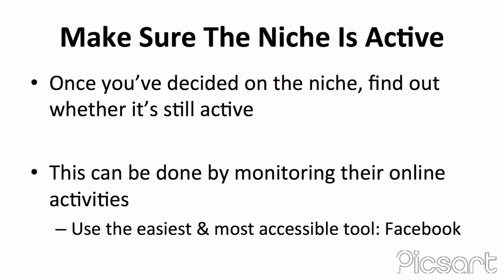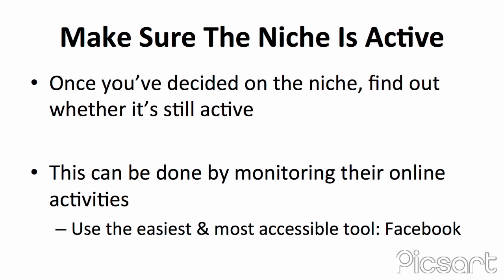Now that you've gotten an idea of which niche and types of content you want to choose, next you have to make sure that the niche is active. To find an active niche, you would need to monitor their online activities. There's an easy way to do this, which is through the most accessible social media platform there is, which is Facebook. On Facebook, you can just do a quick search for the groups in your niche.